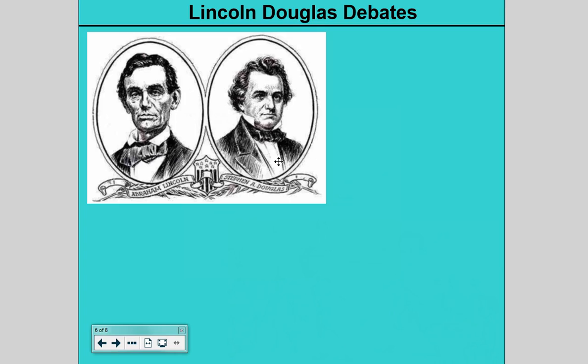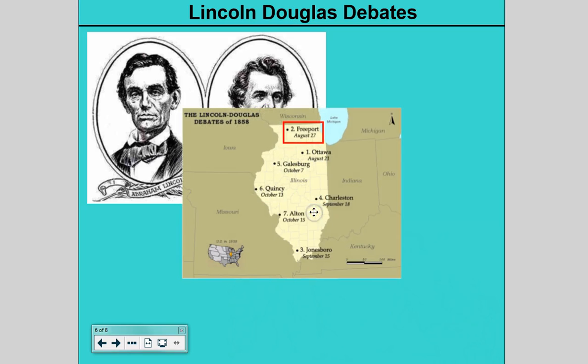And Douglas was known as the best debater in the entire country. He was known as the little giant. He had this booming voice. He was a very good speaker. So he quickly accepted. So Lincoln and Douglas go around. They have this series of debates. You can see the map here in 1858. And as they're going around, Lincoln is starting to really make a name for himself as a good speaker.